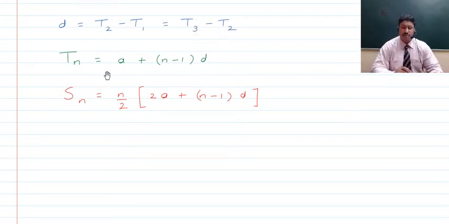Now if you talk about the nth term of an arithmetic progression, it is given by a plus n minus 1 times d, where a is the first term, d is the common difference, n is the number of terms, and tn represents the nth term, which is also sometimes written as small l. Further, the sum of the n terms of an arithmetic progression is given by Sn, and that is n upon 2 times 2a plus n minus 1 times d. Here a is the first term, d is the common difference, n is the number of terms, and obviously Sn is the sum of these n terms. That is, it is just like t1 plus t2 plus t3 and so on up to tn, right?